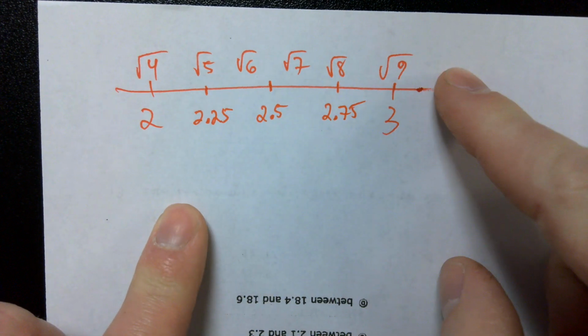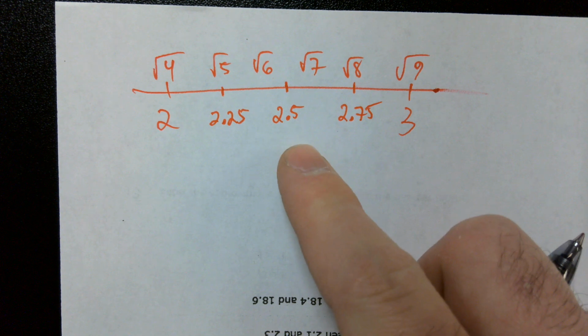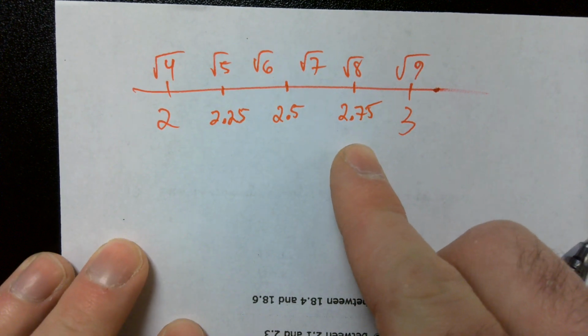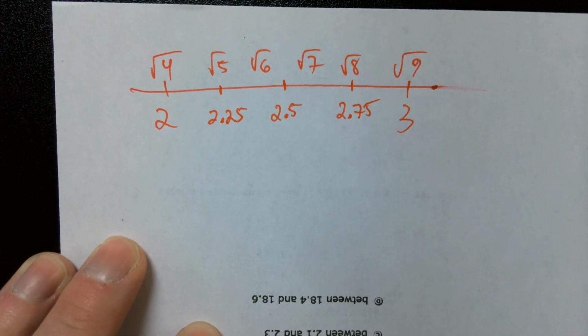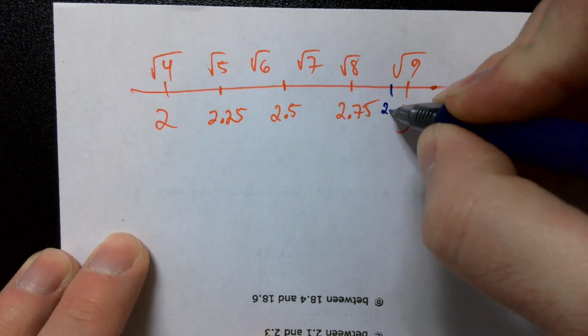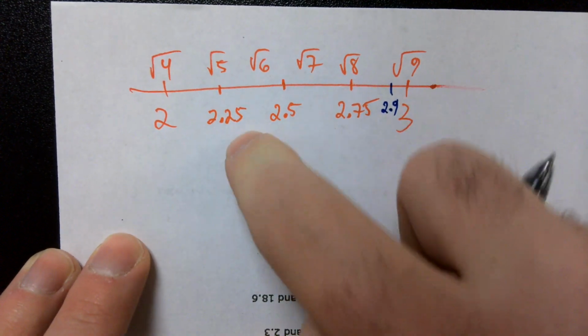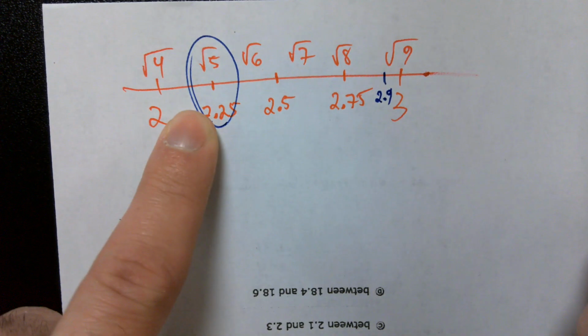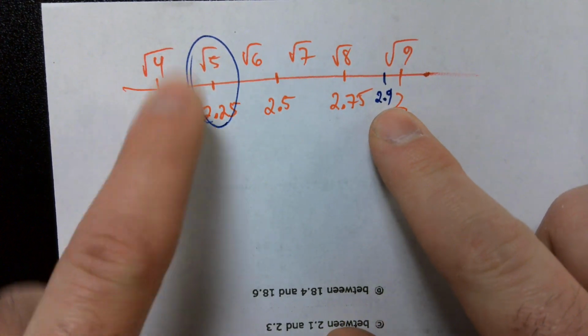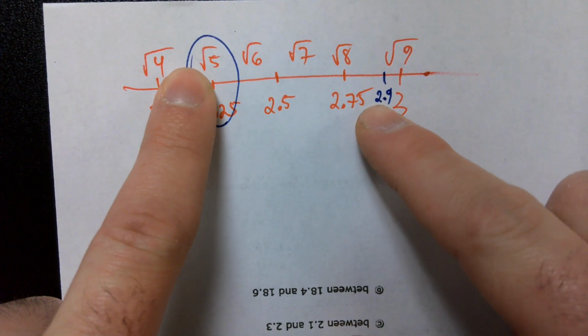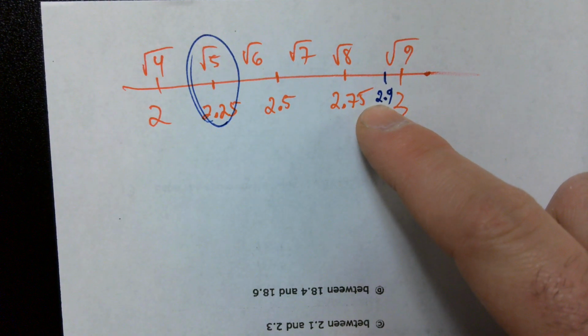So if we space the square roots out at the same intervals that we space out a normal number line, we can estimate where certain things are going to be. 2.9 is going to be way up close to there, but the square root of 5 is over here. So which one of those is smaller, the square root of 5 or 2.9? The square root of 5. It's further to the left, right?